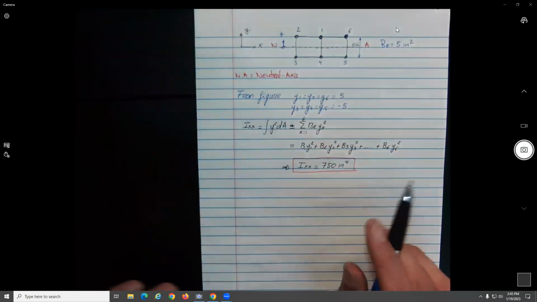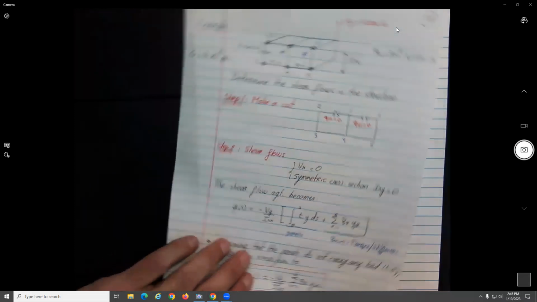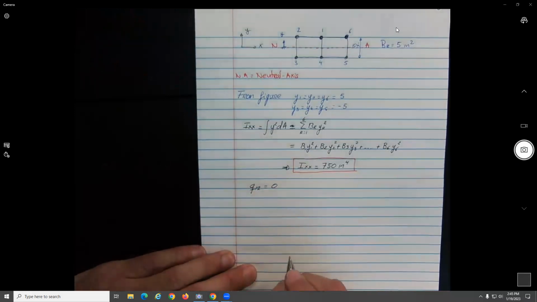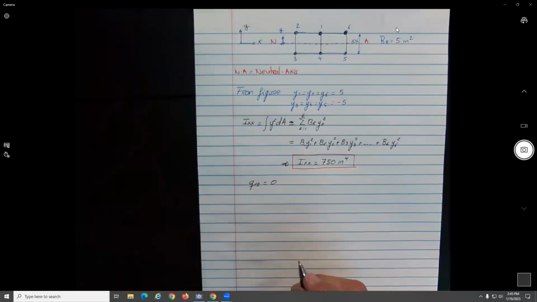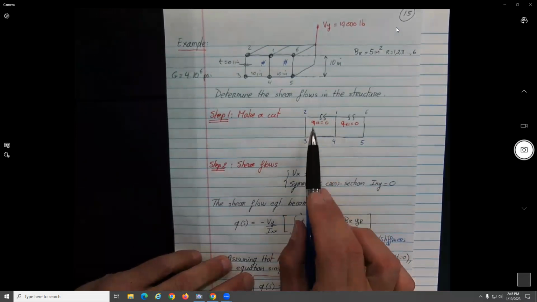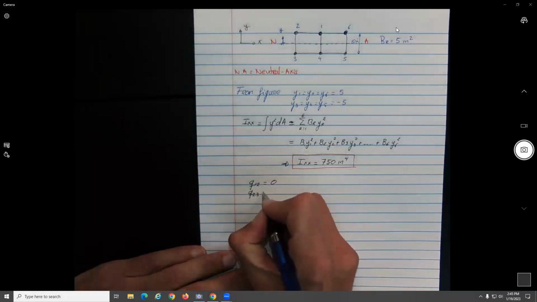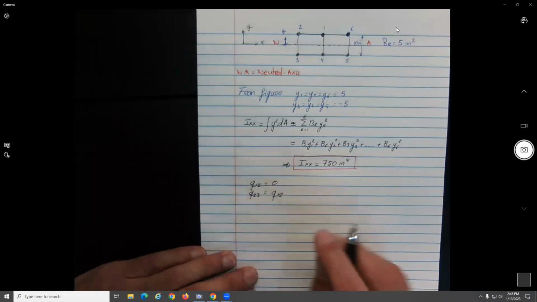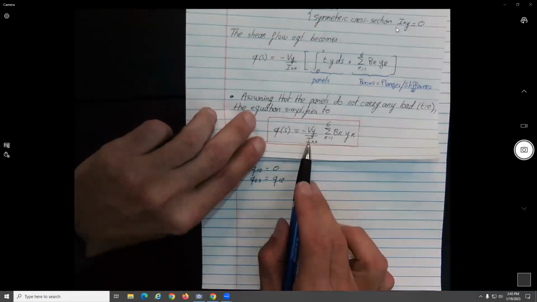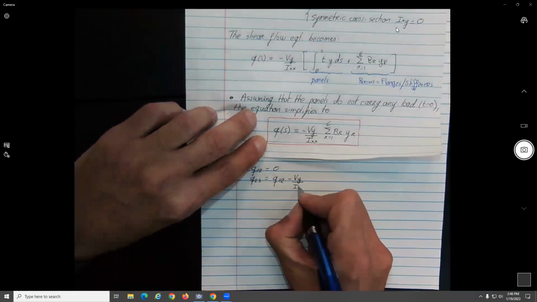All right. So over here, we made the cut. So let's start from here. What do we know? We know Q12 is equal to what? 0, no? Because that's where we made the cut. All right, Q12 is 0. Now we can do Q23. So Q23 will be equal to what? Q12, whatever was before. What is the equation that we have here? Minus Vy over Ixx.